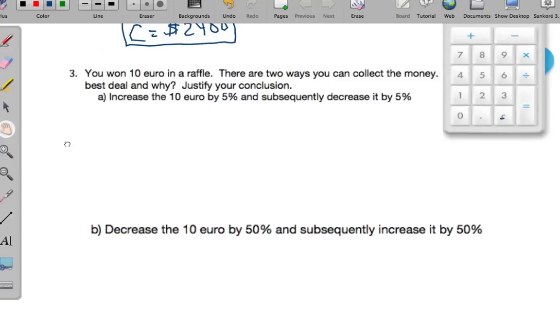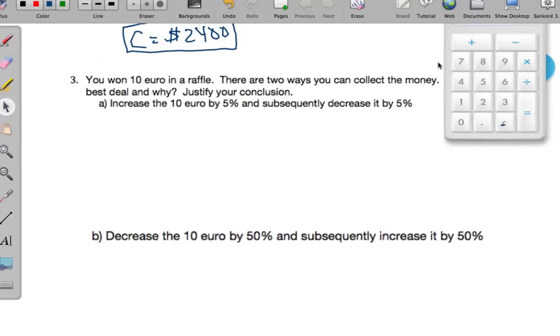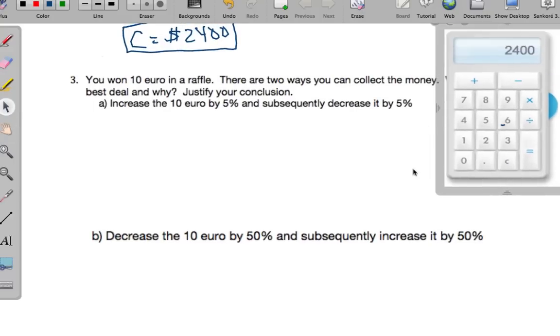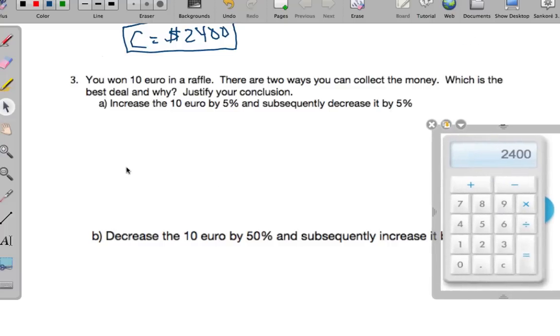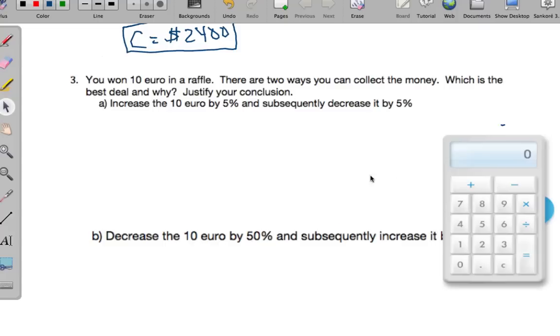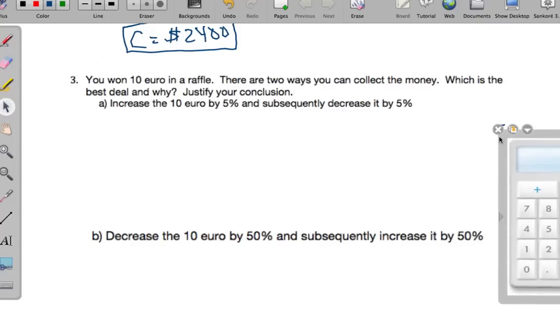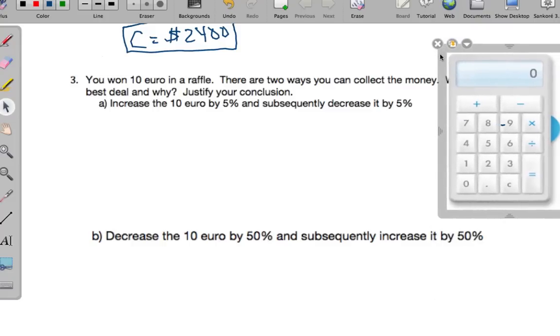Let's try another example here. Here's a scenario where we have won 10 euros in a lottery. Hooray! Too bad it wasn't more than that. There are two ways we can collect the money, and we get to choose which method we're going to use. We can increase our 10 euros by 5% and then decrease it by 5%. Or we can decrease the 10 euros by 50% first, and then increase it by 50%.